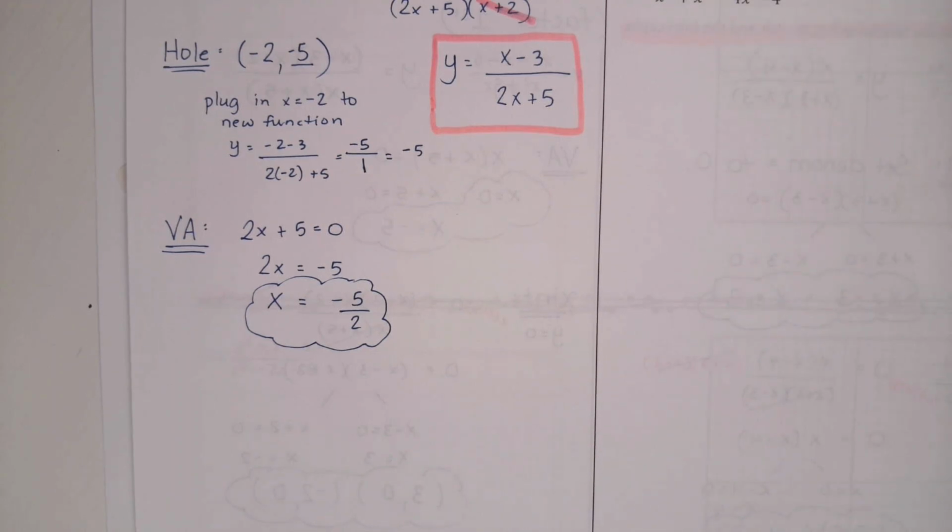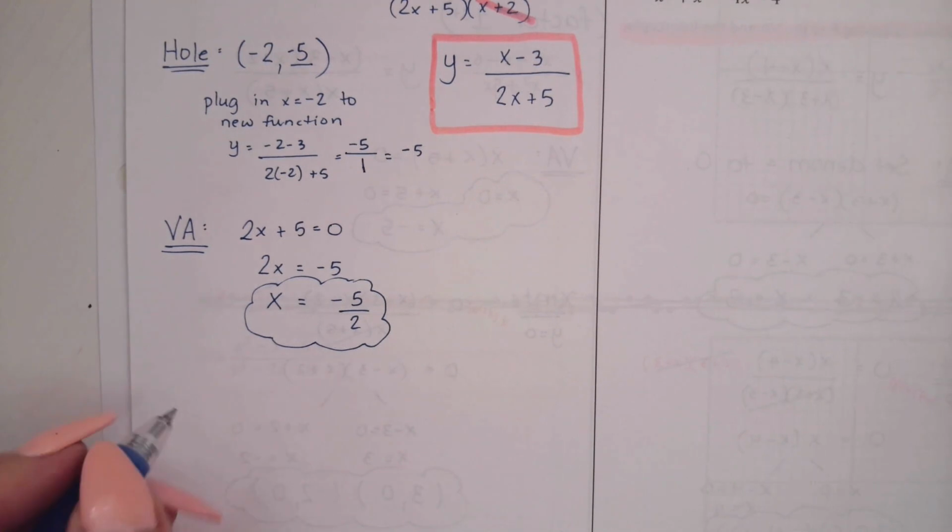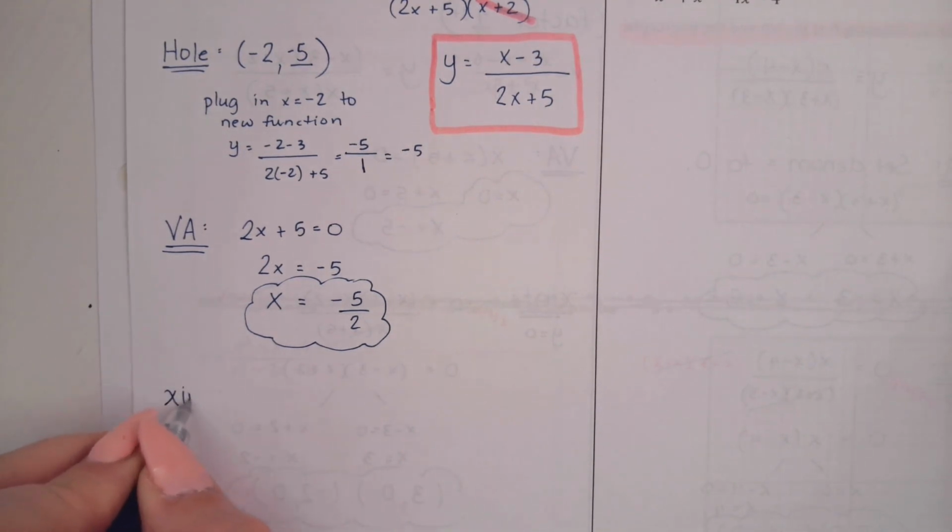I'm going to skip horizontal asymptote. We'll do horizontal asymptote all on the back page. You will be sick of it. So we're skipping it for now.